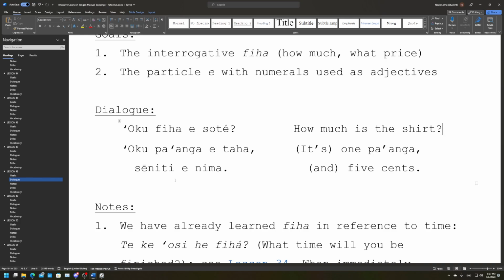It's the money of Tonga. No, people would say tola, right, if they were talking about an American dollar. So that's why I don't think it should be translated as dollar. Yeah, so it's Okopange. I already said this. Okopange taha's nite ni ma.